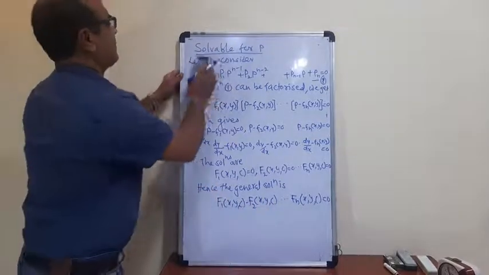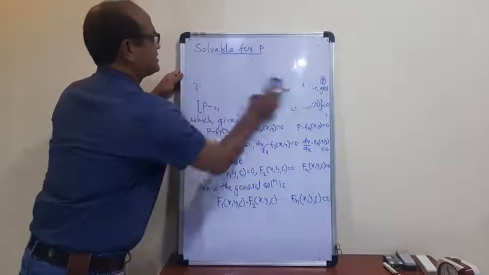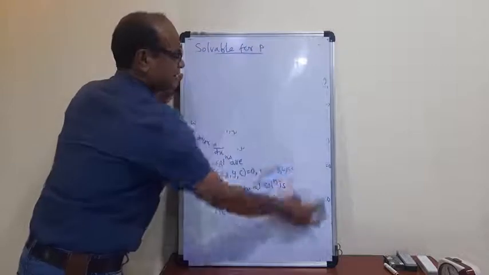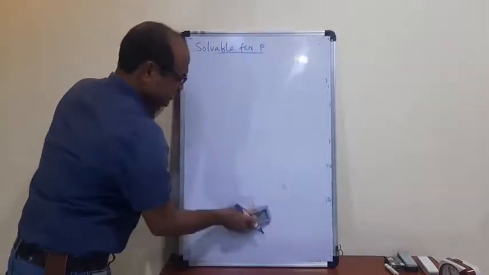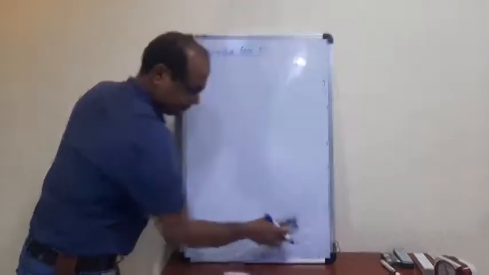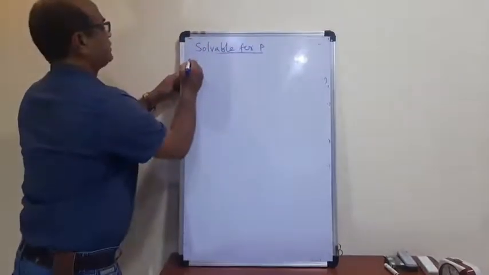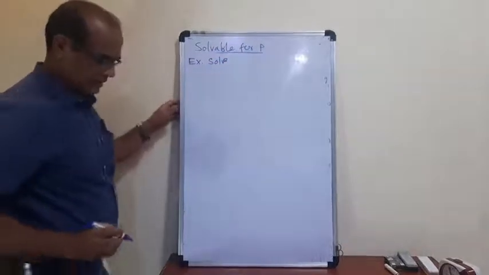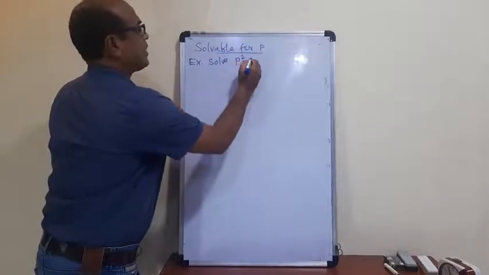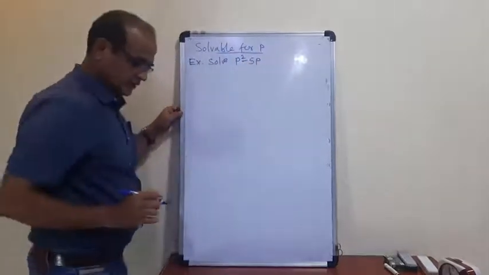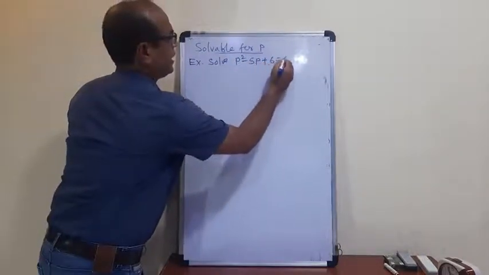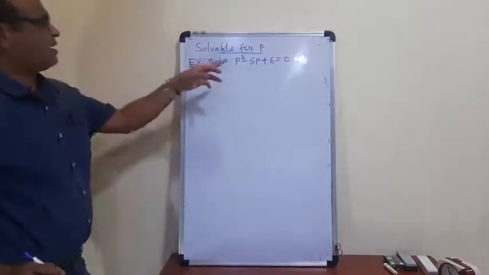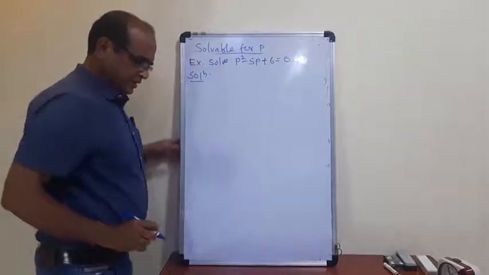Let us take an example. Very simple examples. We first take simple examples of how to solve that differential equation. Example: solve p square minus 5p plus 6 is equal to 0. I had given this earlier. Solution: a very simple example here. p square minus 5p plus 6 is equal to 0.